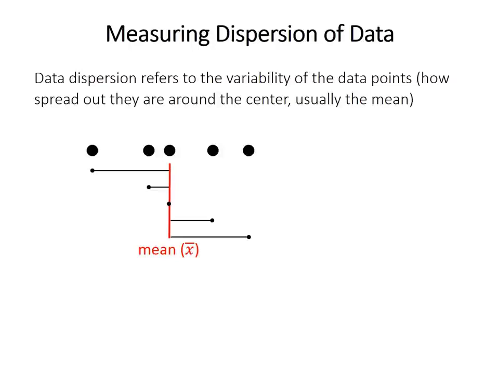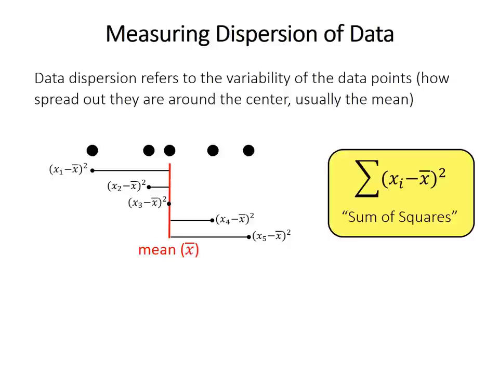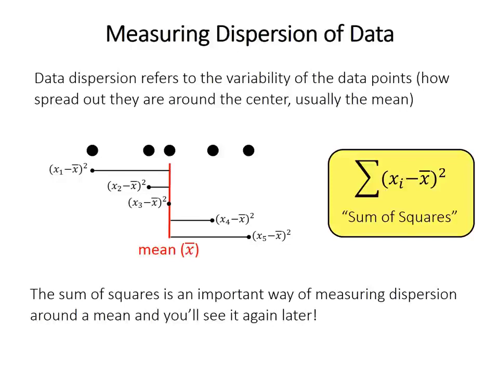So instead of just using the actual distance, we use the squared distance from every point to the mean. You subtract the mean from every point and then square that number. This will convert those negative distances into positive numbers. These are then summed up, or all added together, to give a measure called the sum of squares. Just the sum of the squared distances from each point to the mean. This is an extremely widespread and important way of measuring dispersion, around the mean at least, and it'll come back again. We'll see it later on.